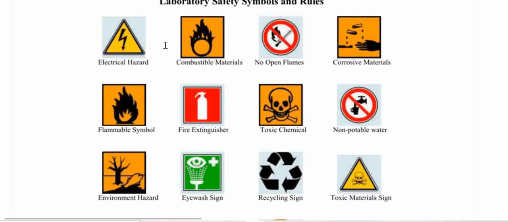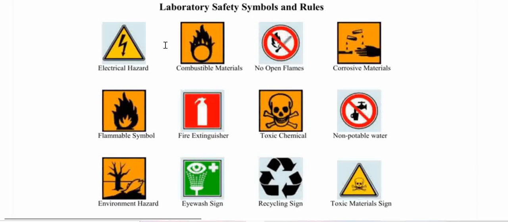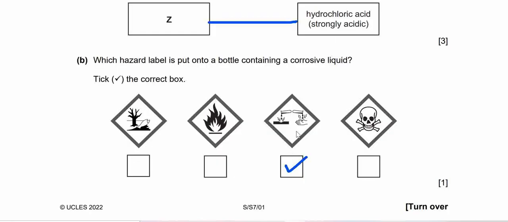So these are laboratory safety symbols and rules. This one, the skull, will be toxic chemical. This one will be corrosive material just now. Fire means flammable. Tree and river means environment hazard. It will be electrical hazard and combustible materials. Okay, so that will be the explanation. Next. So it's clear this is a corrosive liquid.